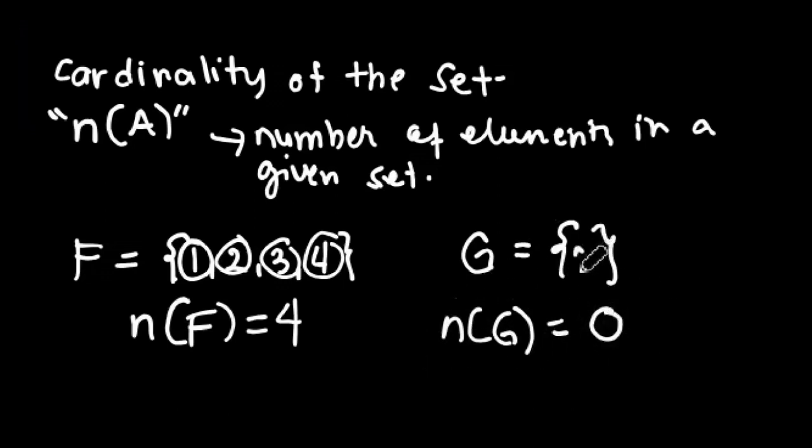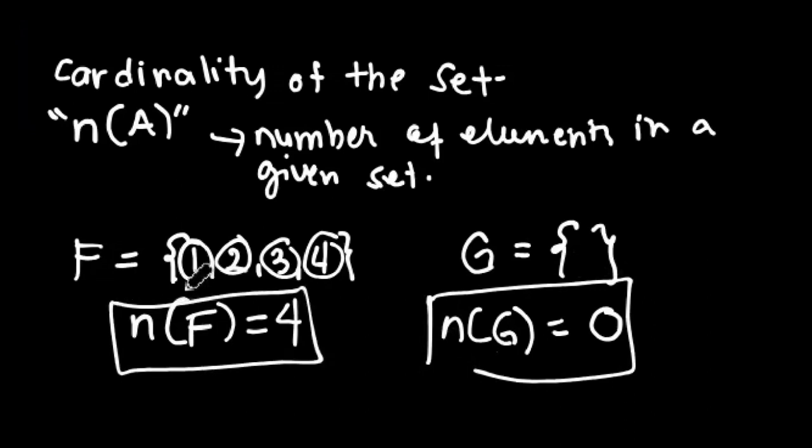Kasi wala namang elements sa loob ng ating given set. So, 0 lang ang ating cardinality. Okay? So, let's proceed to the next part.